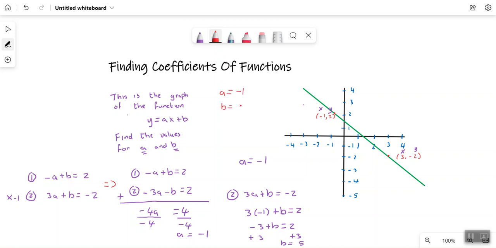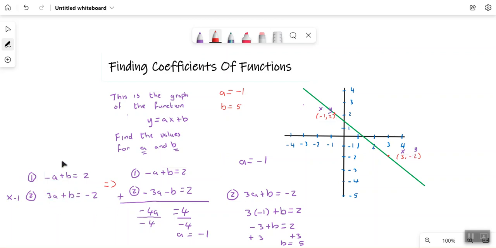So what we can say then is that a is equal to minus 1 and b is equal to 1. Okay, so let's just quickly recap on what we've done here. With these questions, when you're finding the coefficients of a function, they will give you the function, and normally they will give you, for example, 2 points. They might give you a line like this and you can read 2 points off the line, or they'll just give you the 2 points. And then you have to make 2 equations using the points. You take the first point and make the first equation, and then you take the second point and make the second equation.